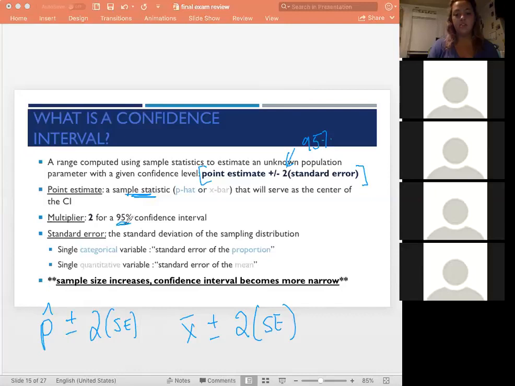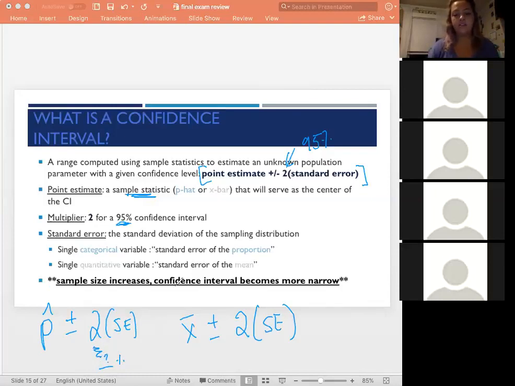And once again, I'm using 2 as a default for a 95% confidence interval. You guys probably remember that. We'll talk a little bit about why we use 2 in a second. But this number technically can be anything, dependent on what percent confidence interval you have. That's how it would change.